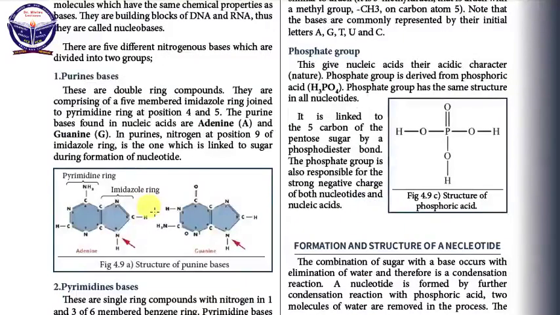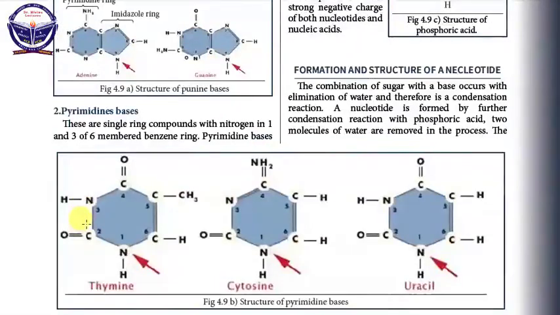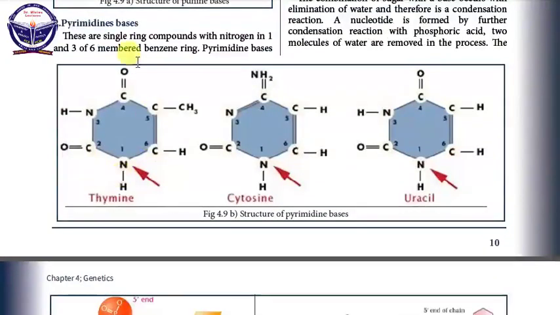Purine bases, kumbuka, ni double ring ambazo zina 5-membered imidazole and pyrimidine. From there, the pyrimidine bases. These are single ring compounds with nitrogen in position number 1 and 3 of a 6-membered benzene ring. Kwa hiyo inakuwa ni 6-membered benzene ring ambayo inakuwa na nitrogen at position number 1 and position number 3. 1, 2, 3, 4, 5, 6. So position number 1 and position 3, they have nitrogen.